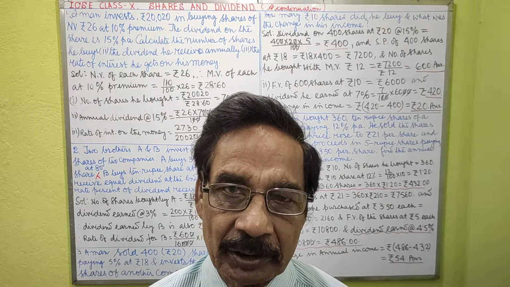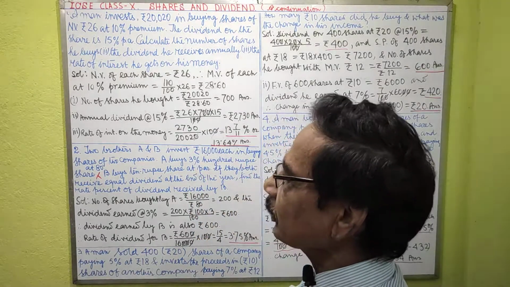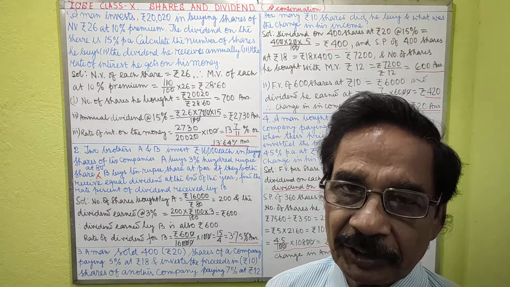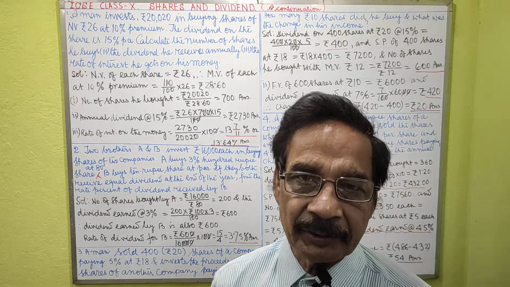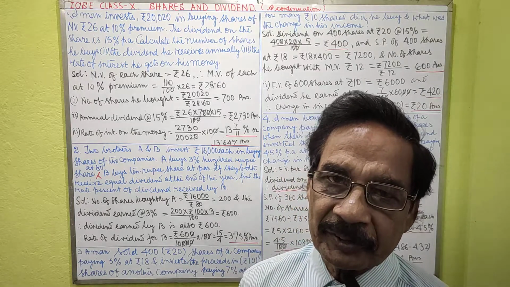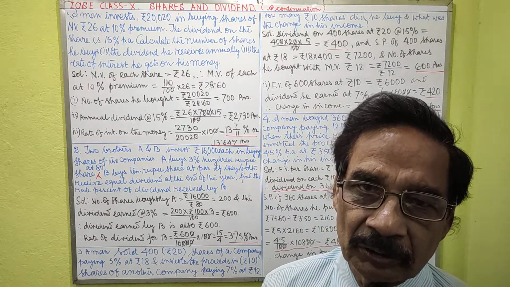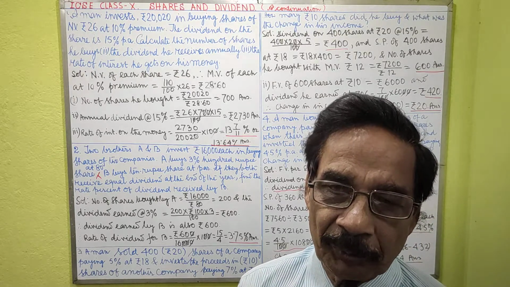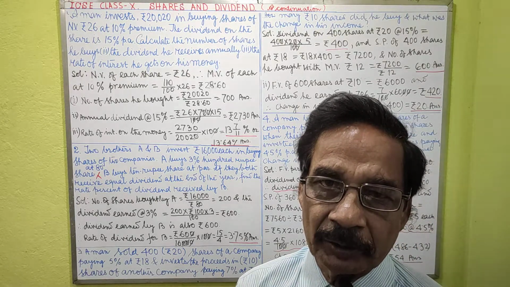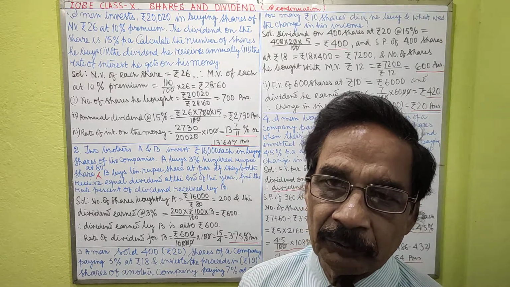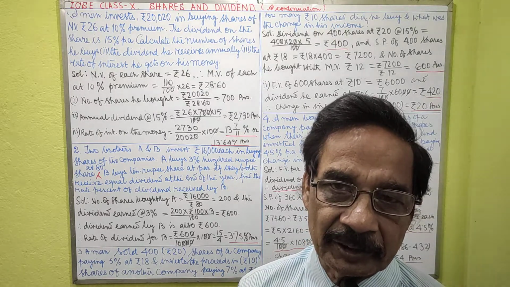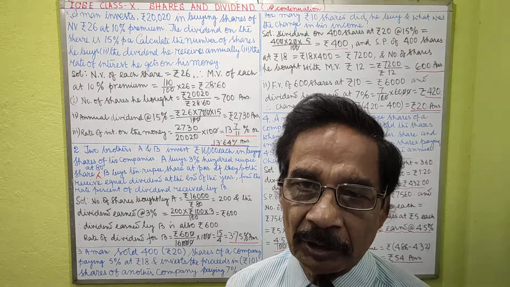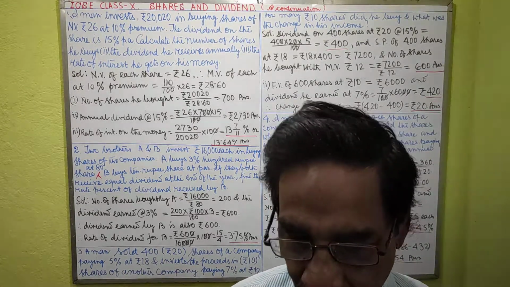We have started the chapter shares and dividend. It is a continuation of shares and dividend. Previously, I have discussed what is share, what is dividend, what is nominal value, face value, registered value or list value, and what is market value, etc., and how this can be calculated. The formula is also given.